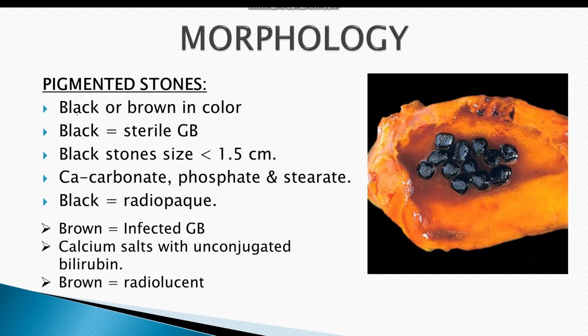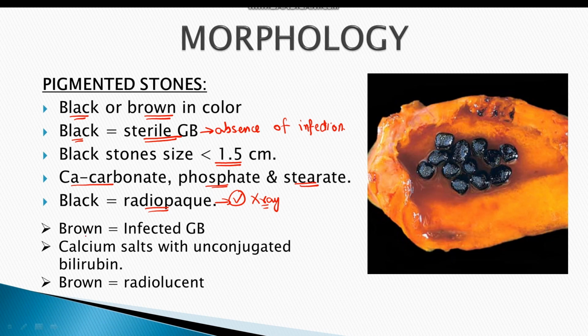The pigmented stones can be either black or brown in color. The black pigmented stones are formed in the sterile bladder, which means there is absence of infection. Moreover, the size of black stones is less than 1.5 cm and they are rarely larger than this size. They are formed as a result of calcium carbonate, calcium phosphate and calcium stearate. And since there is excessive calcium carbonate component, these stones are radiopaque, which means they are visible on X-ray.